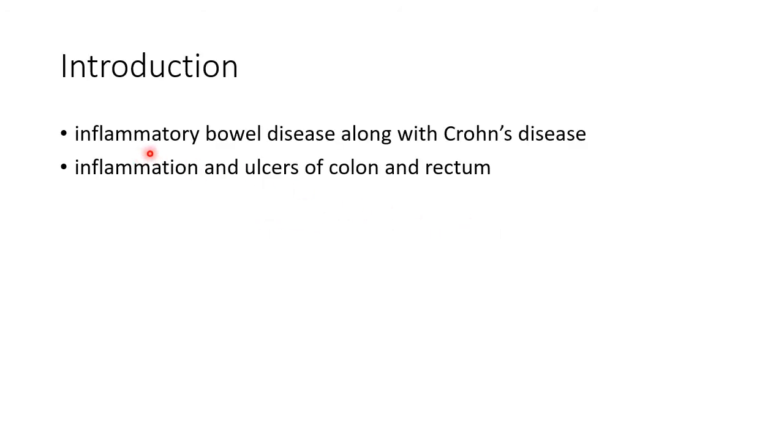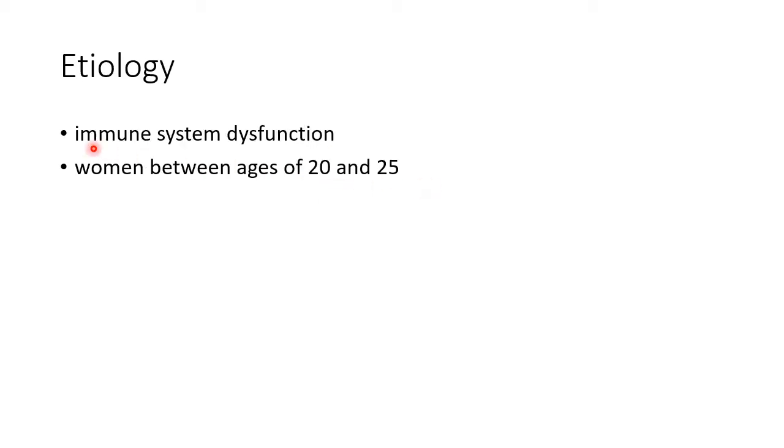Ulcerative colitis is a type of inflammatory bowel disease along with Crohn's disease. In this, there is inflammation and ulcers of colon and rectum. Ulcerative colitis is due to immune system dysfunction. It most commonly occurs in women between ages of 20 and 25 years.